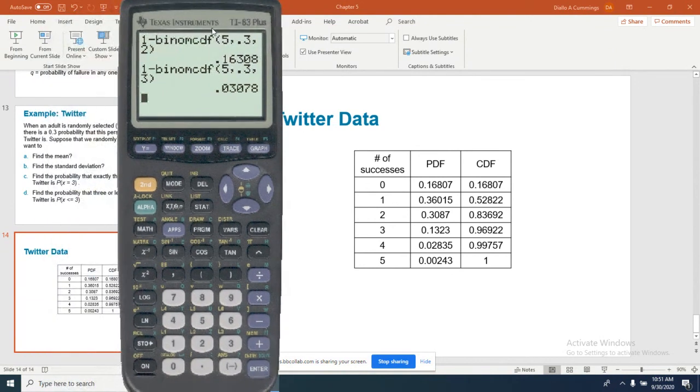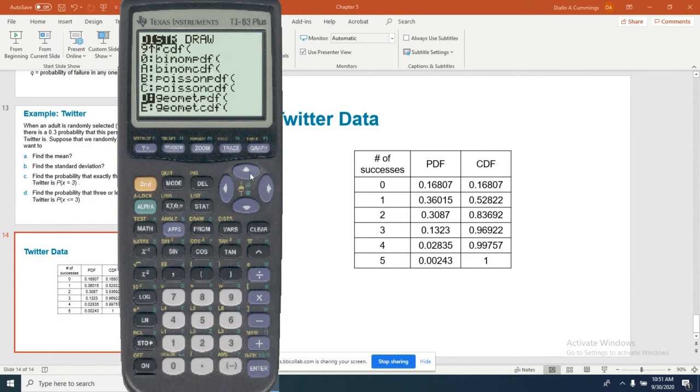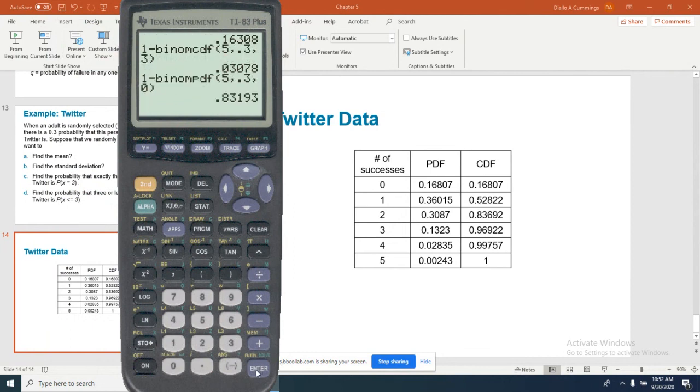So to find the probability of at least 1, I'm going to put in 1 minus, and I'm going to go back into distribution. I'm going to use the PDF. I'm going to put in the number of trials, which is 5, the probability of success, which is 0.3, and we want the probability at 0. So the probability of at least 1 would be 0.83193.